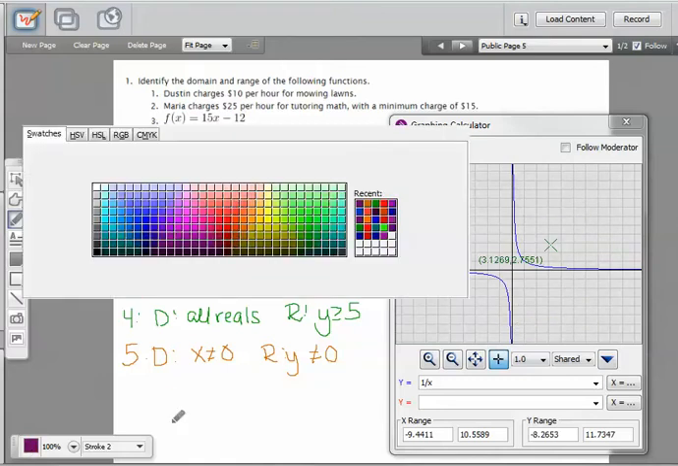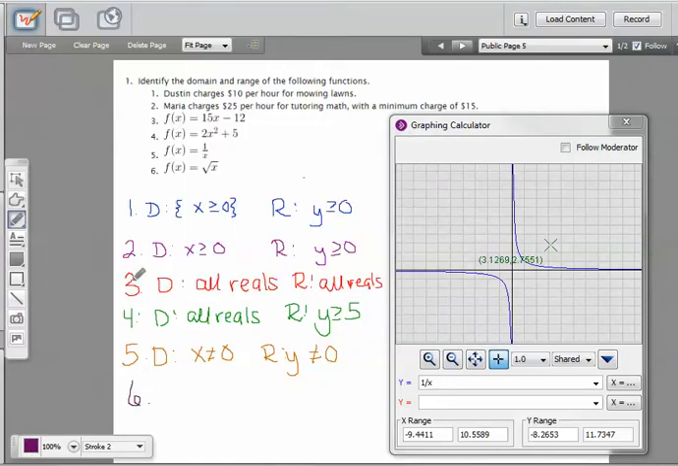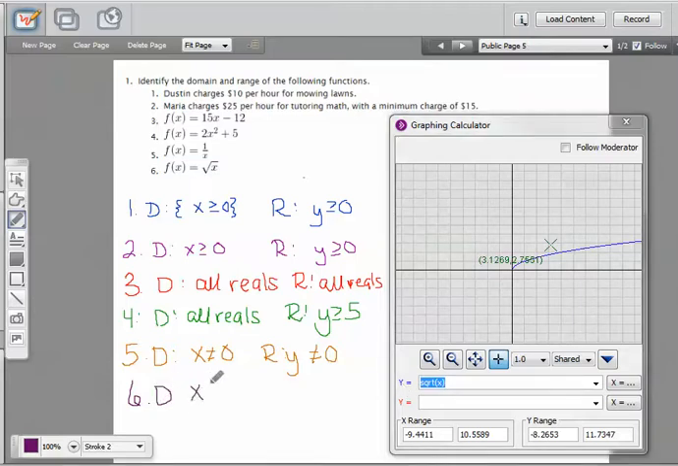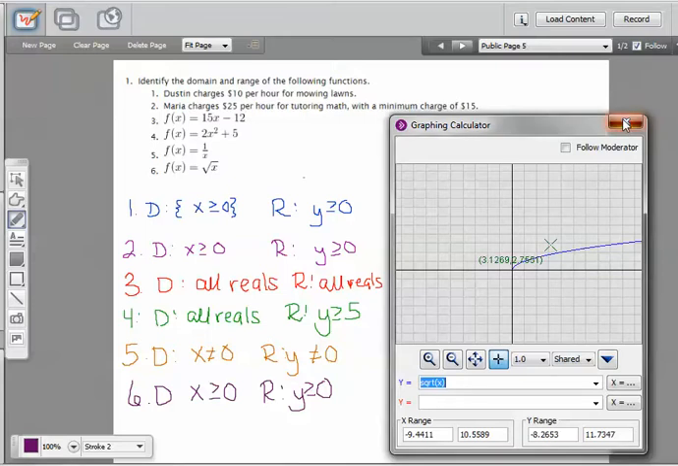Let's go ahead and take a look at number 6, the square root. So I'm going to do SQRT because that is the abbreviation for a square root. The domain is x is greater than or equal to 0 because we can take the square root of 0. It's just 0. And our range, again, is y is greater than or equal to 0 because we have any y value that is larger than or equal to 0.